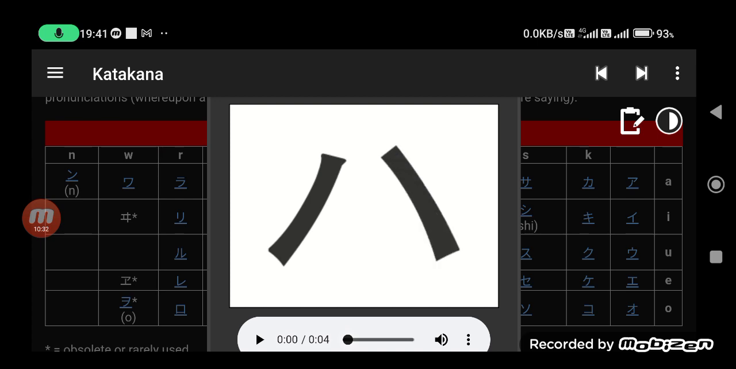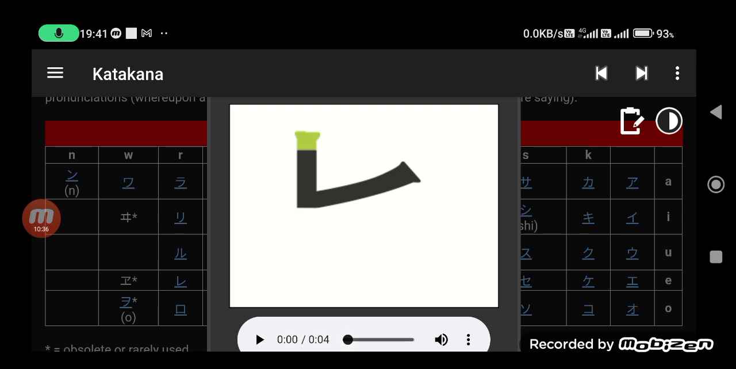Ha. 2 strokes. 1, 2. This is the he. You know this he. This is also similar to the kanji or kangxi radical for spoon. But please take note of the stroke order. You don't start with the vertical, you start with the horizontal and then vertical, like the letter L. It's 2 strokes, he. This is he.